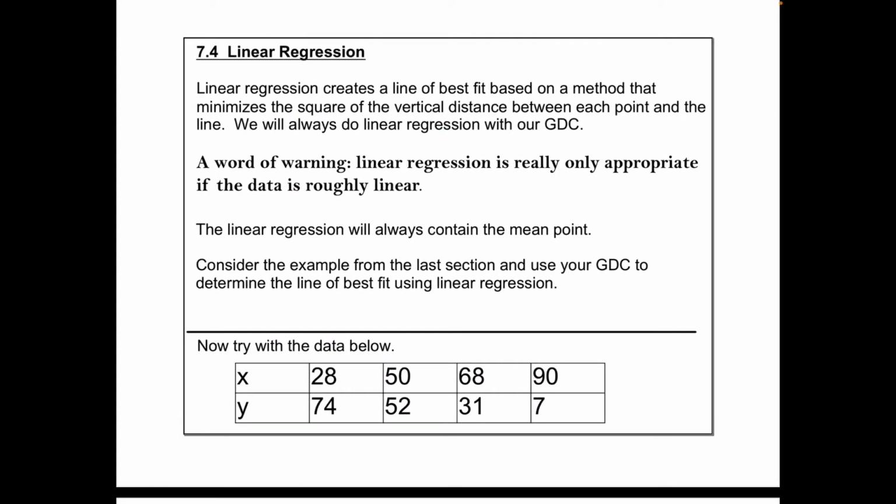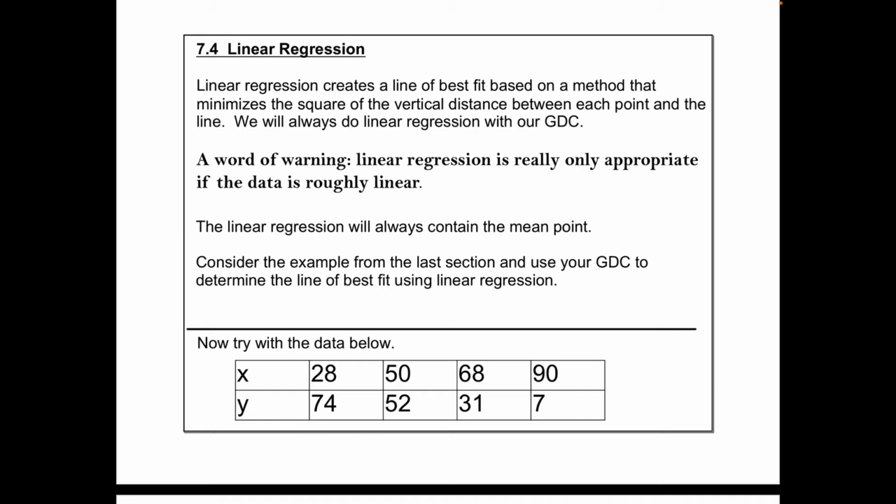So that brings us to computationally derived linear regression, which uses calculations to develop the best possible line of best fit. Linear regression creates a line of best fit based on a method that minimizes the square of the vertical distance between each point and the line. We always do linear regression on our GDC. It's only appropriate if you actually have linear data. And linear regression will go through the mean point. It will still contain that sort of average point. So that doesn't mean a lot just to look at the words. Let's take a look at a picture.